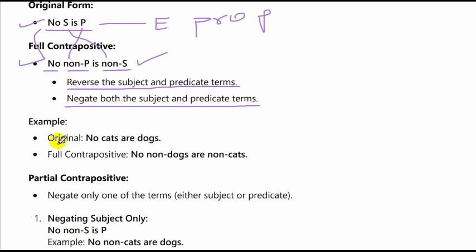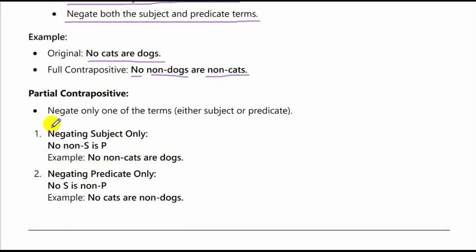Now let's look at an example. If the original is no cats are dogs, the full contrapositive of that would be no non-dogs are non-cats. No non-P is non-S. This is the standard format.